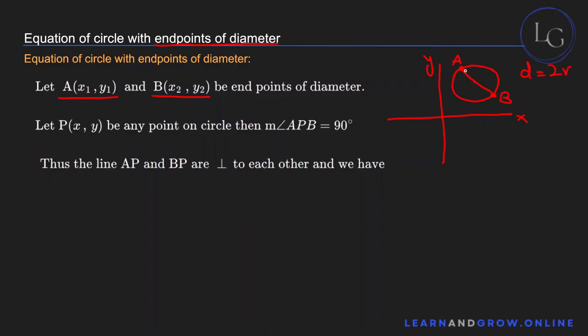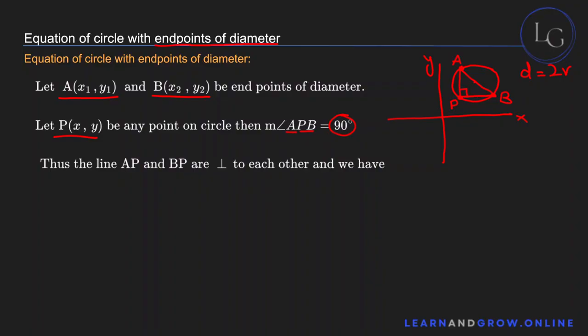Okay, so this is the diameter of the circle, and let's say that the point P is a point on the circle such that the angle from A to P and from P to B is 90 degrees. Okay, so let's say that this is the point P. So if you draw the triangle APB, this is 90 degrees.